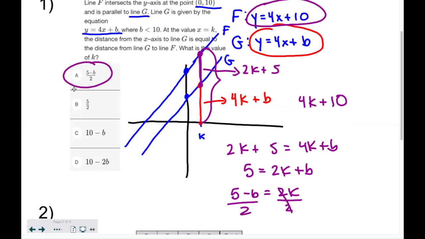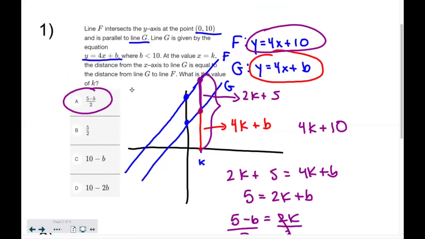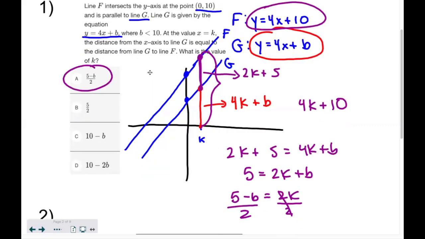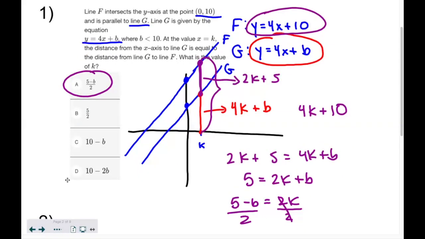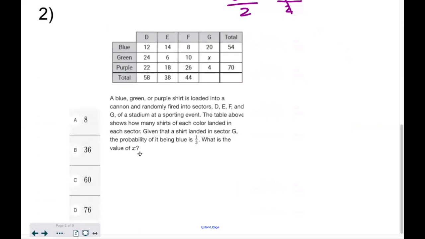So as I said, that is a super, super challenging problem. Let me know if you have any questions about any of that. I'm good, thank you. Okay. All right. Number two.